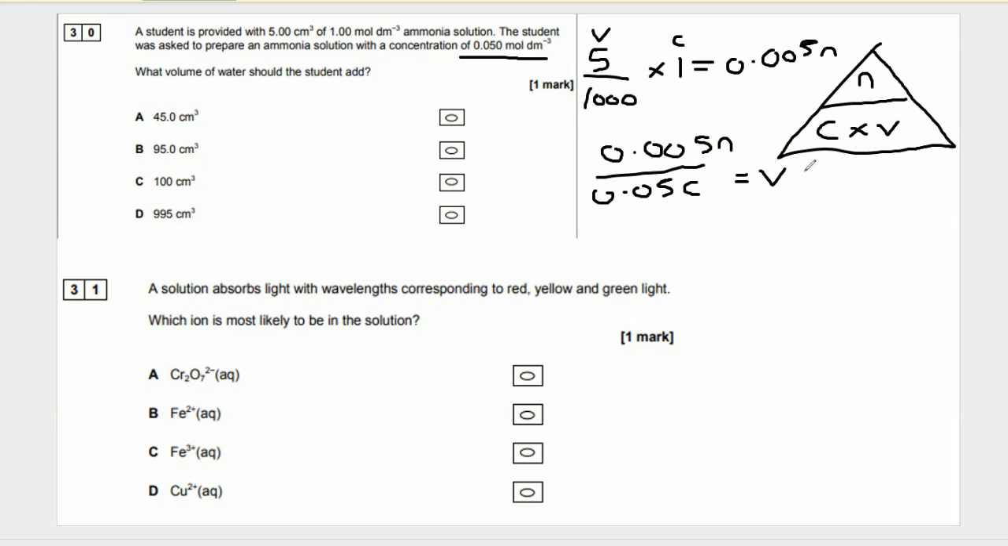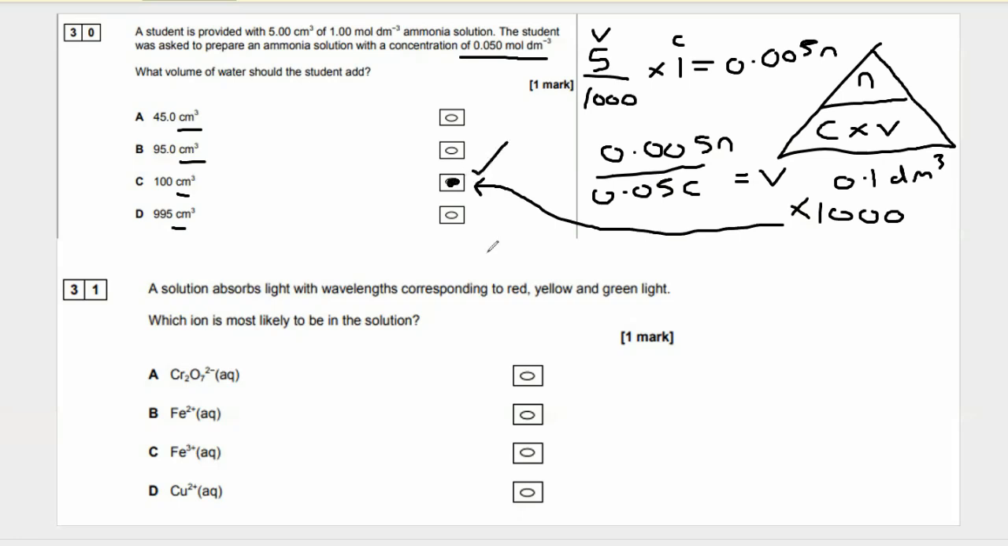And remember that volume is in dm³. As all of the answers, A, B, C, and D, are in cm³, to find the correct answer I need to convert my 0.1 dm³ back into cm³. So I'm going to times by 1,000, and we get 100 cm³. The answer is C.